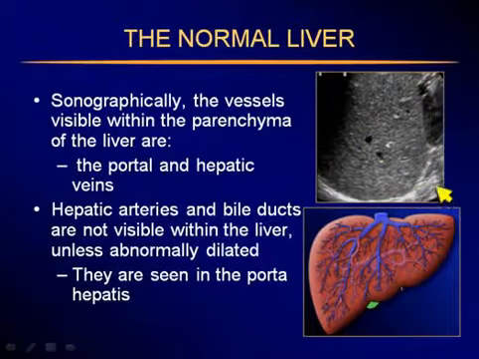When we do ultrasound, the vessels that are visible within the parenchyma of the liver are the portal vein walls and the hepatic veins. The hepatic arteries and the bile ducts typically are not visible within the parenchyma of the liver unless they are abnormally dilated. We can see them in the porta hepatis, which is just outside the liver, but as far as being inside the liver, we only see these two vessels.